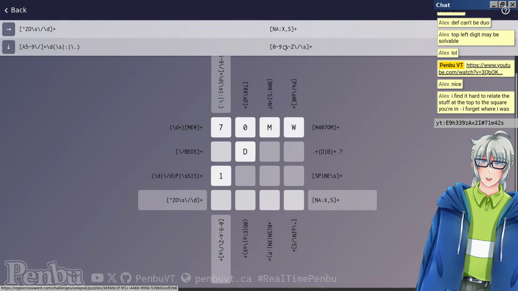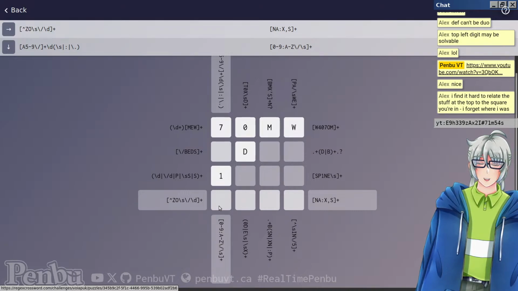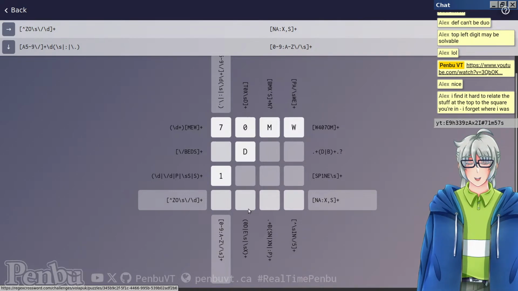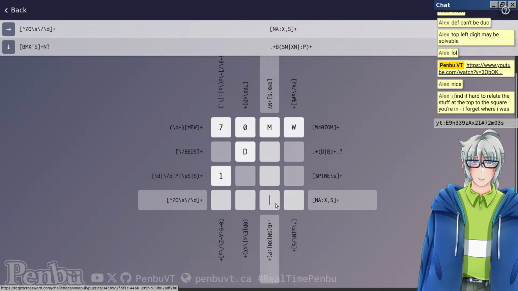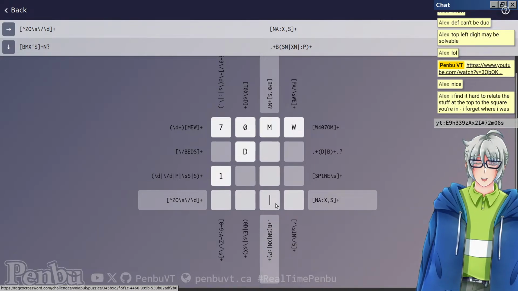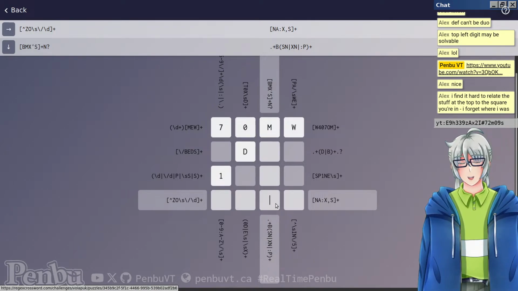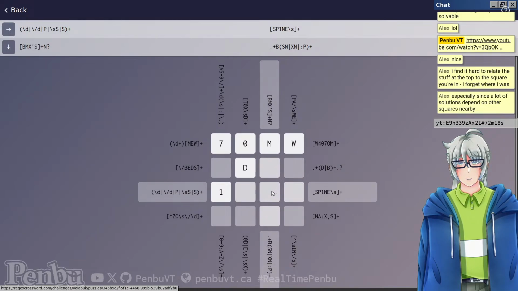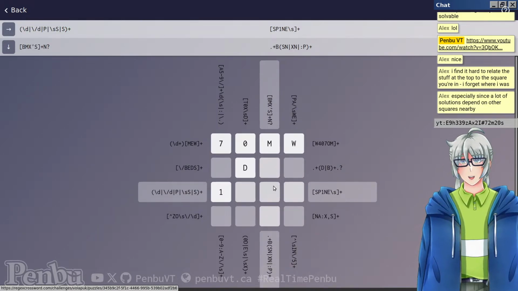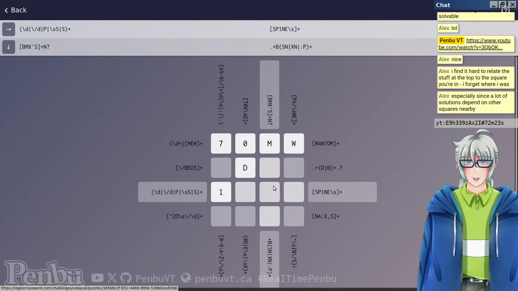Hard, but relate the stuff at the top to the square you're in and figure out where it was, yeah. Like, I understand how this is useful, it's just that it's not local, yeah, I get it. So yeah, I don't think the UI change was a good change, I think it's good for mobile, but not so much for desktop. Especially since a lot of the solutions depend on other squares nearby. Yeah, the position is very important.